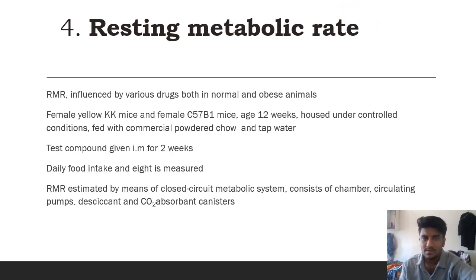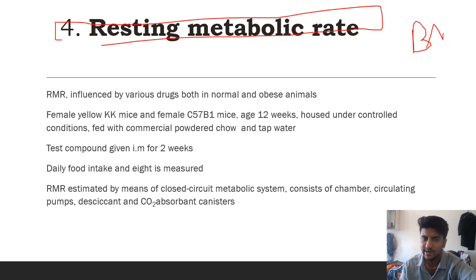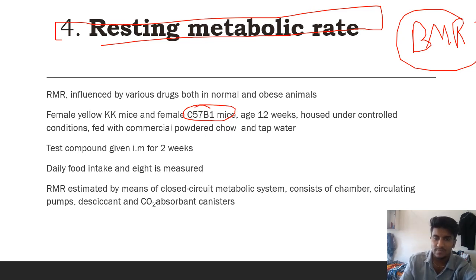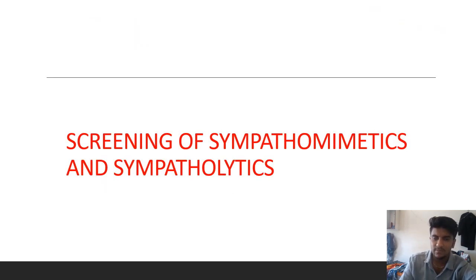the particular metabolism. Next is BMR, basal metabolic rate, which can be determined for a particular animal, along with daily food intake, but mostly it is carried out in albino mice or Swiss mice, these kinds of studies, or C57 mice. So this is it for obesity.